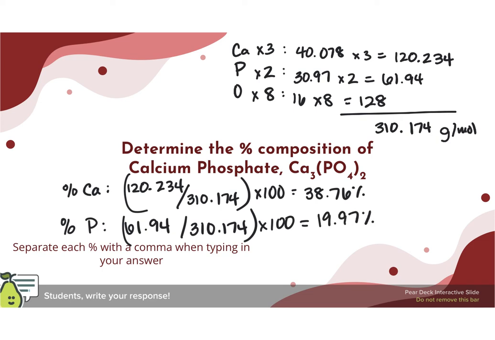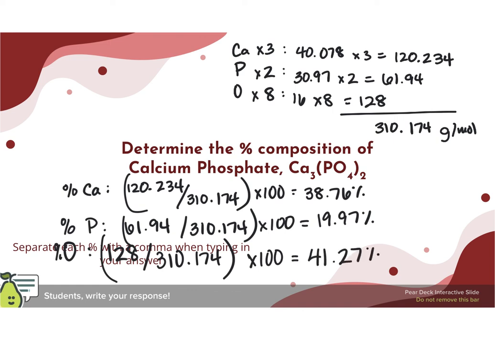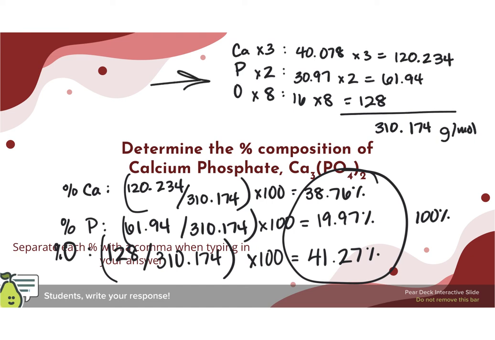And then my final one is going to be oxygen. Excuse me for kind of writing over this, but the percent of oxygen is going to be 128, which again is from up here, divided by 310.174 times 100. Our answer then is 41.27%. Altogether, these add up to 100%, which means that I did this correctly. So that is how you would find the percent composition of, in this case, calcium phosphate.